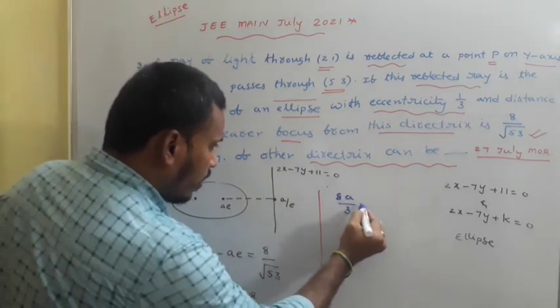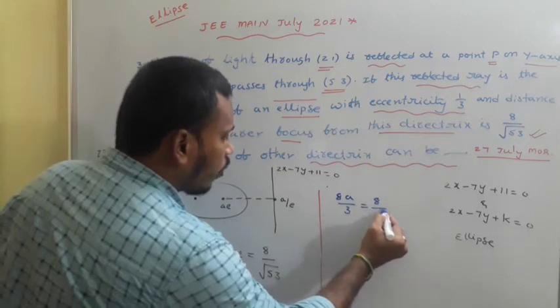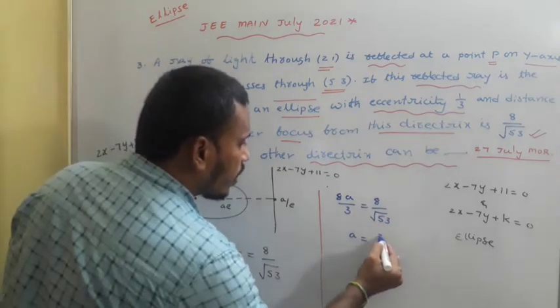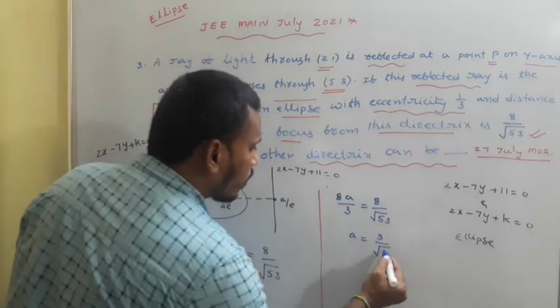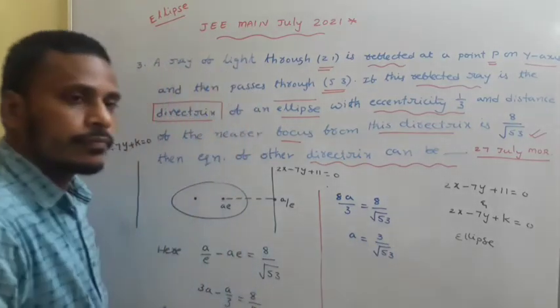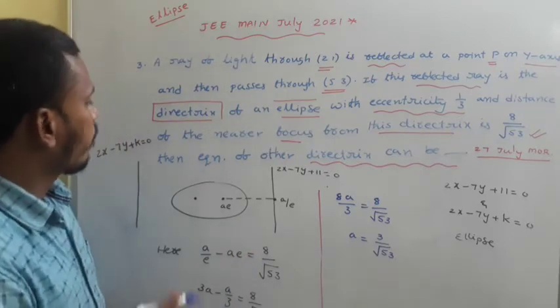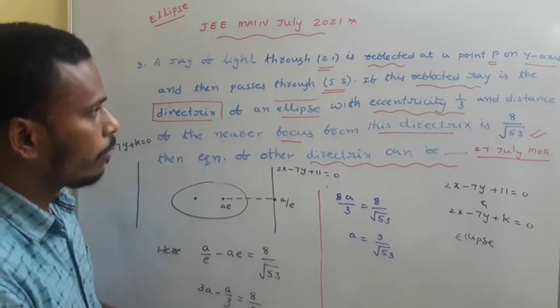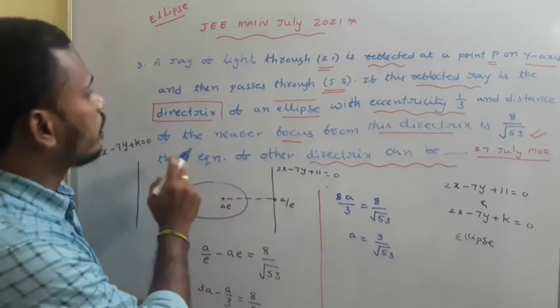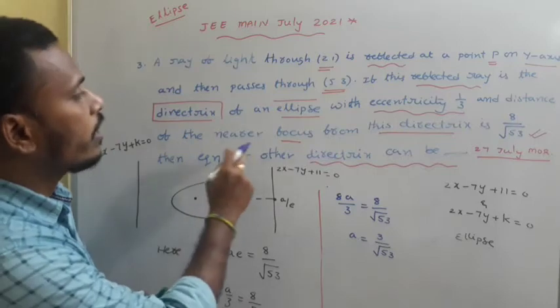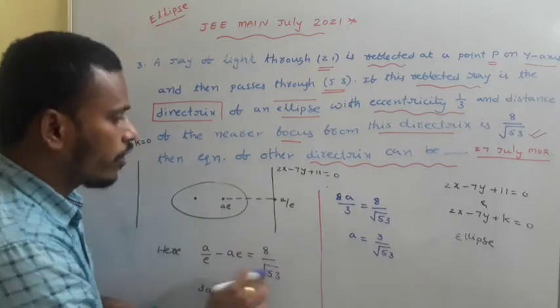8a by 3 is equal to 8 by root 53. Simply cancel out a, and you are left with a is equal to 3 by root 53. Okay. Right. And we have a is equal to 3 by root 53. What is the other information given in the problem? The distance of the nearer focus from this vertex is 8 by root 53, that's what we used.